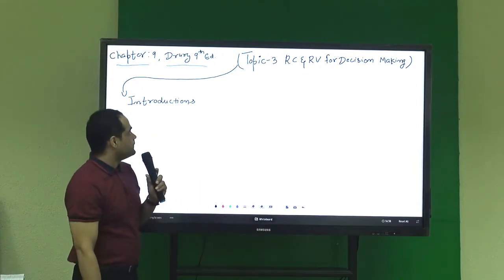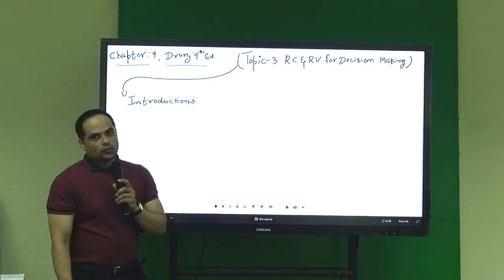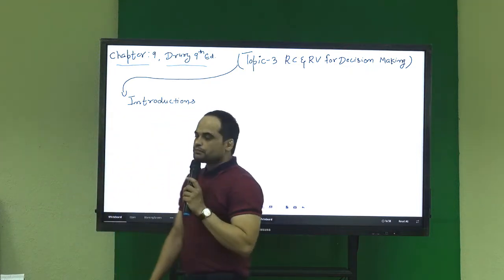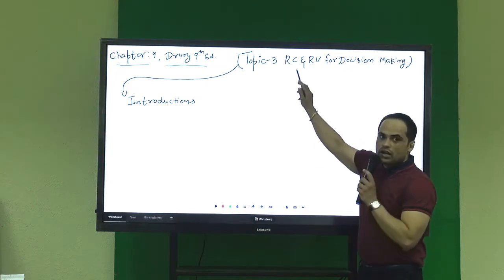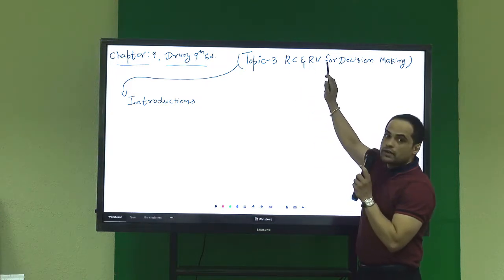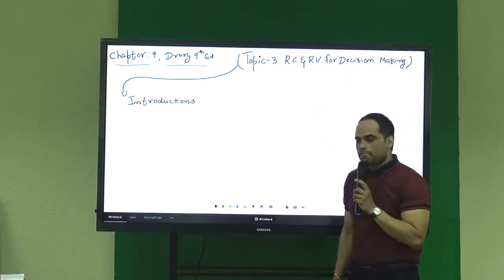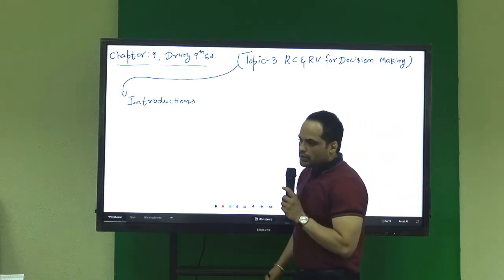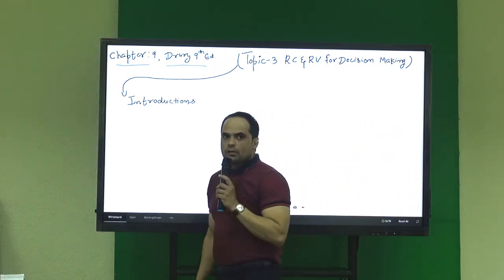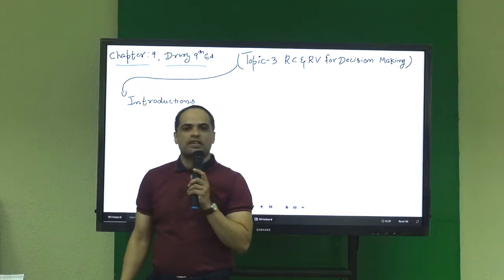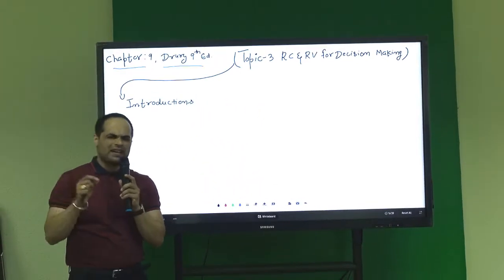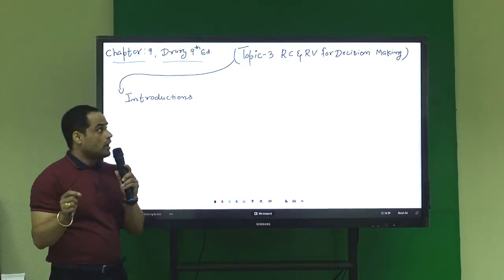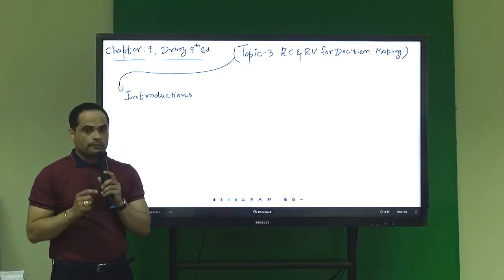Hello everyone. So today we will discuss topic 3. As you can see, the title of topic 3 is relevant cost and revenue for decision making. Keep in mind, this topic will be part of your exam, and calculation-based questions and minor discussion questions will come out from this topic.